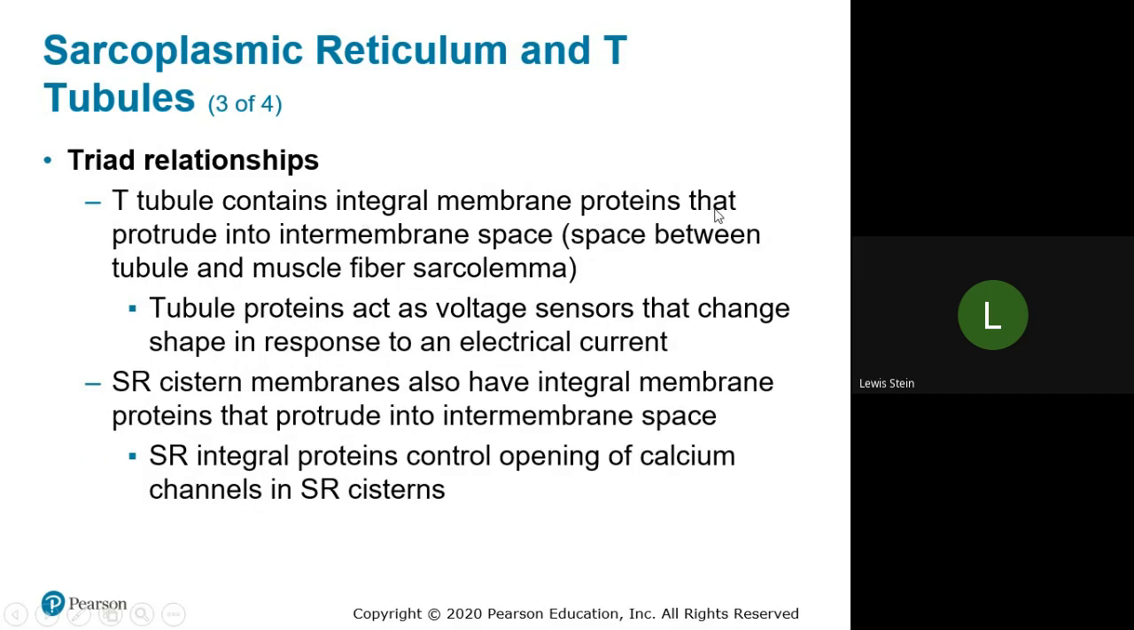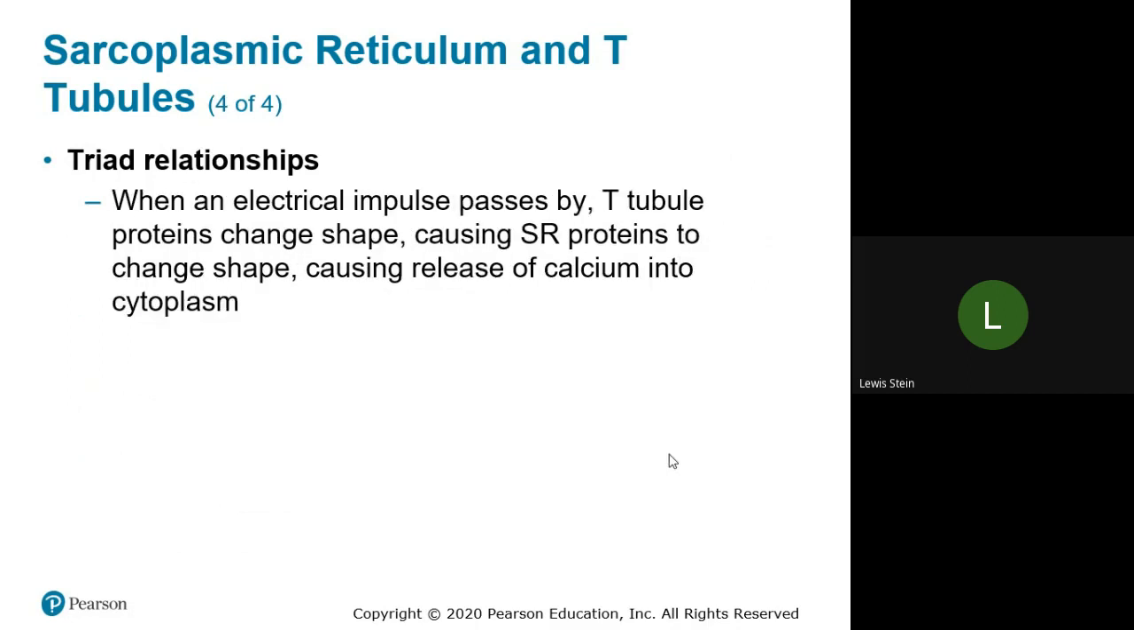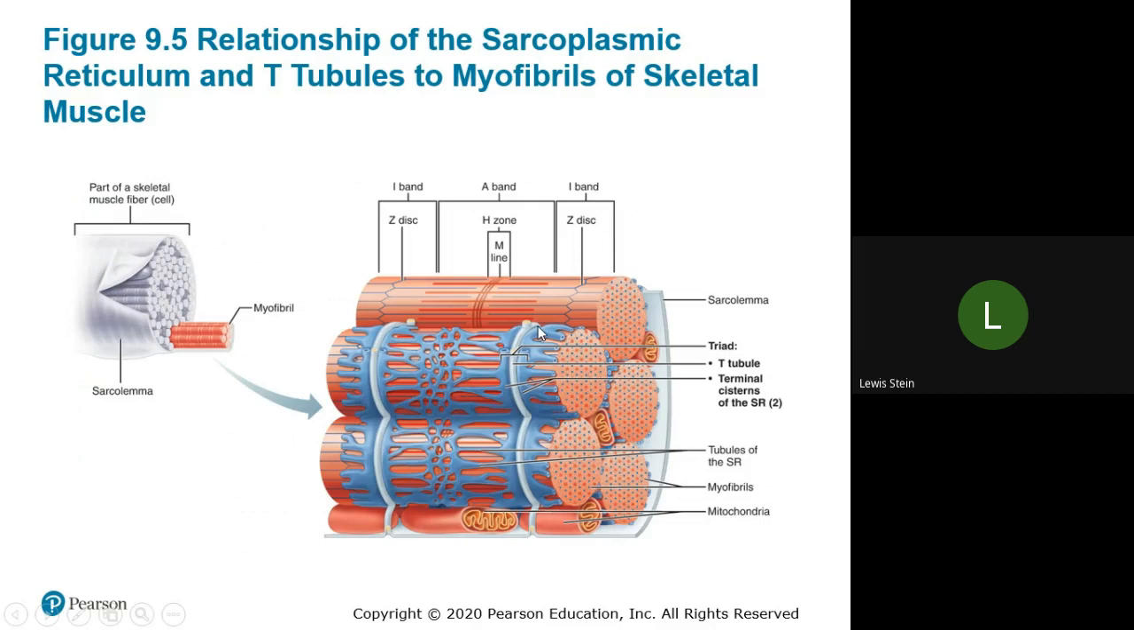Integral membrane proteins within that transverse tubule, that's within the extension of the sarcolemma, reach into that intermembrane space, okay? And again, voltage sensors or voltage-gated channels alter shape in response to the changing electrical current, and that effectively controls other channels, the combination of the voltage-gated channel and the calcium channel in the cistern, allowing the calcium to come in. So as the impulse passes by, the shape change effectively releases the calcium. It's a very good illustration.